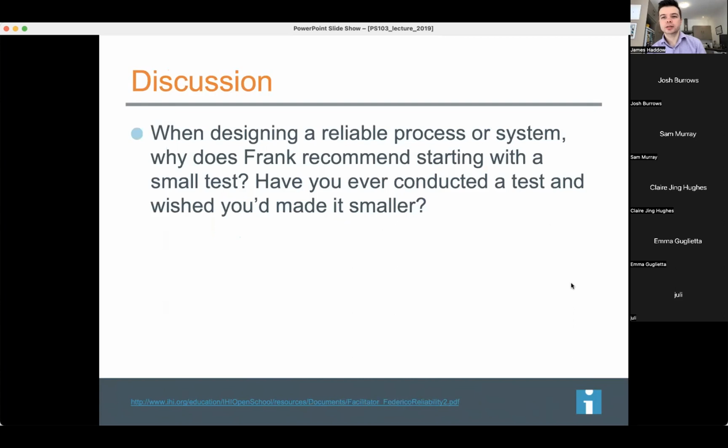Great. So we're going to have a bit of discussion now about that and other things to do with human factors. So when designing a reliable process or system, why does Frank recommend starting with a small test? Has anybody conducted a test and wished they'd made it smaller? If anybody's got something to share about that, please unmute yourself and share it with the group.